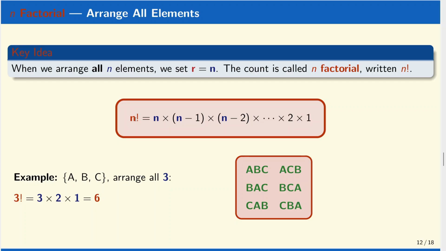N factorial equals n times n minus 1 times n minus 2 and so on, shrinking by 1 each time until you multiply by 2 and finally multiply by 1. Let us look at the example at the bottom. We have our familiar set of A, B, and C, and we want to arrange all three of them. Following our rule, 3 factorial equals 3 times 2 times 1, which gives us 6. And over on the right, inside the red bordered box, we can see those 6 arrangements completely spelled out for us. ABC, ACB, BAC, BCA, CAB, and finally CBA.